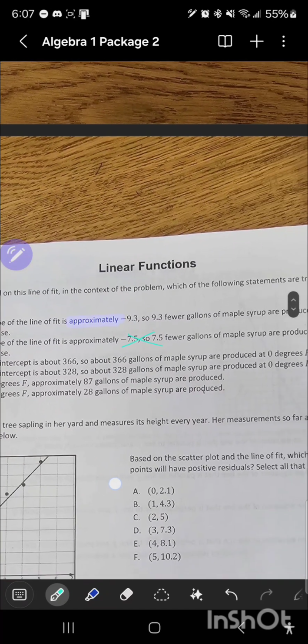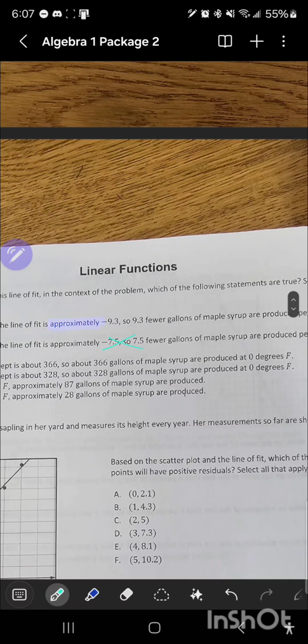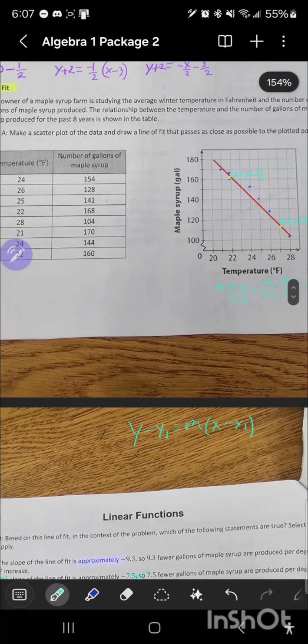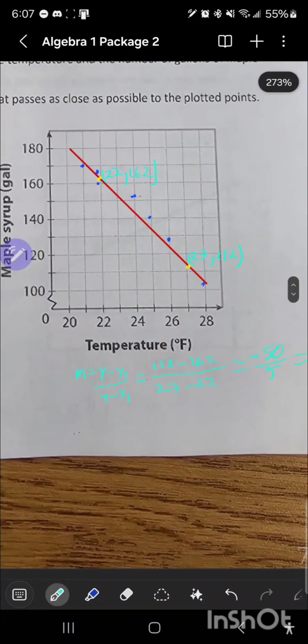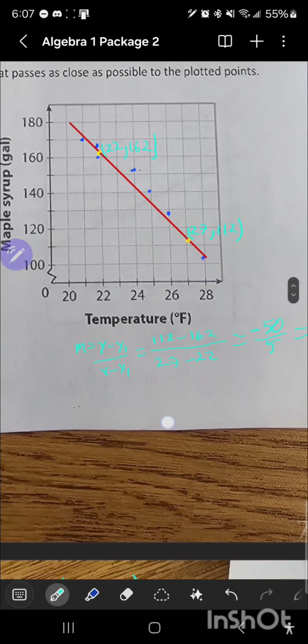Now, next, the y-intercept is about, okay, we have the y-intercept. We want to calculate the y-intercept. I would recommend using the formula we were using before, y minus y1 equals m times x minus x1, and solving it. So we get the y-intercept. We're going to choose a random point. I'm just going to choose 27, 112. Yeah, why not?